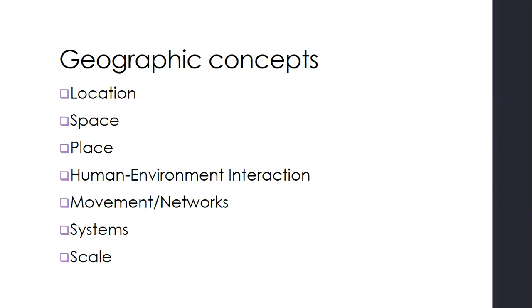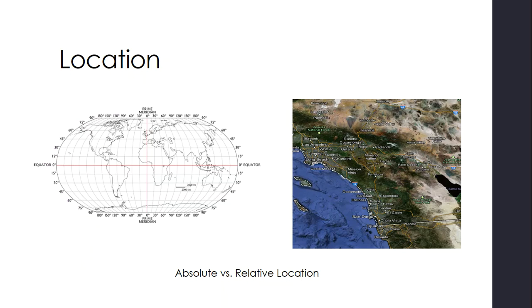love. So some geographic concepts that we as geographers use to think and look at the world and explain certain phenomena, and we'll go through each one of these separately, are location, space, place, human environment interaction, movement and networks, systems, and scale.